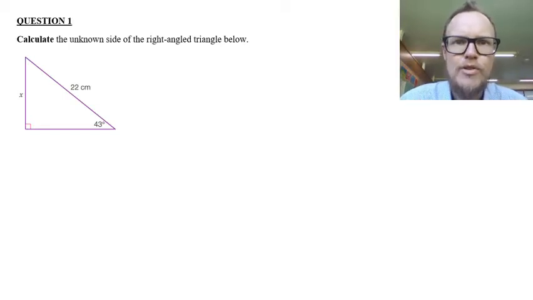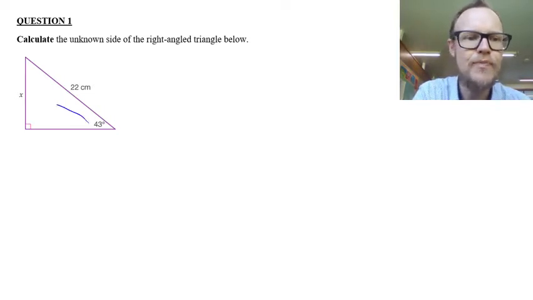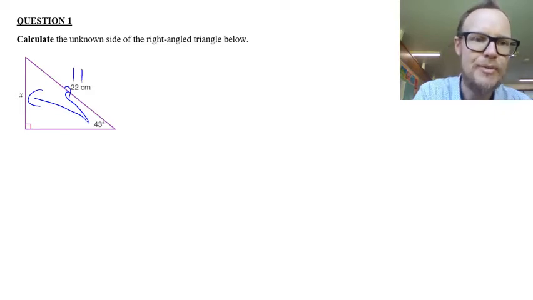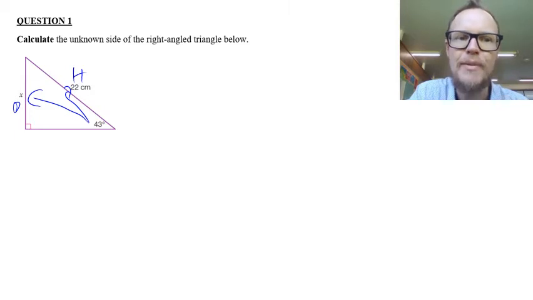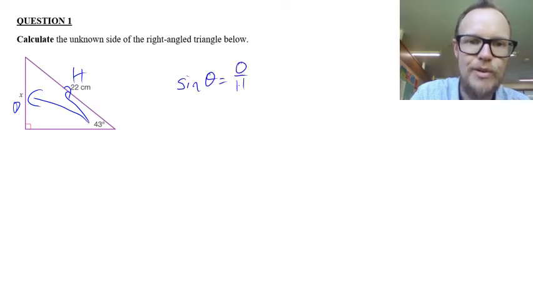Okay, looking at question 1 on the practice exam, we've got our triangle, we've got an angle that's been given, we've got the opposite side to it, and we've got the hypotenuse here. So we've got H, we've got O. Because we've got O and H, that means we're looking at sine. So we can write down sine theta equals opposite over hypotenuse, always writing down the formula first.